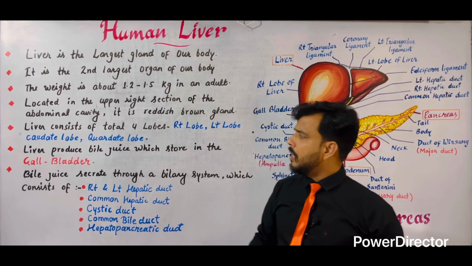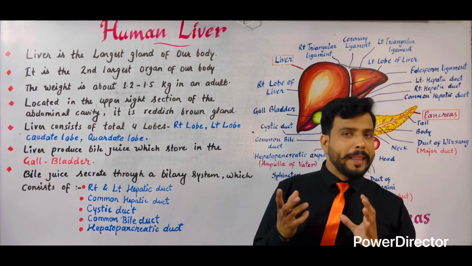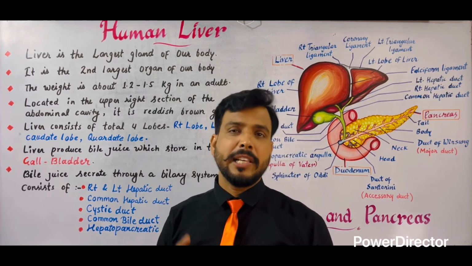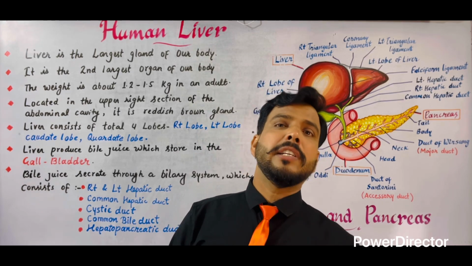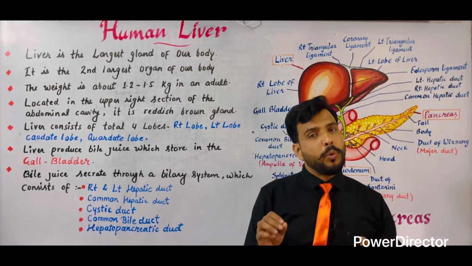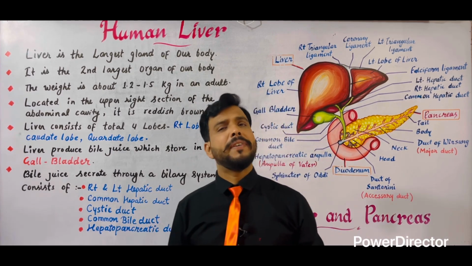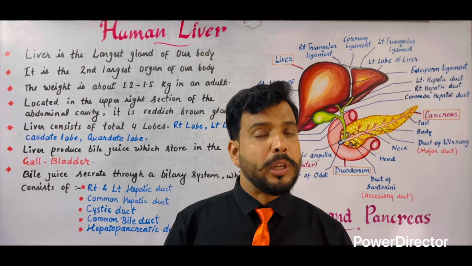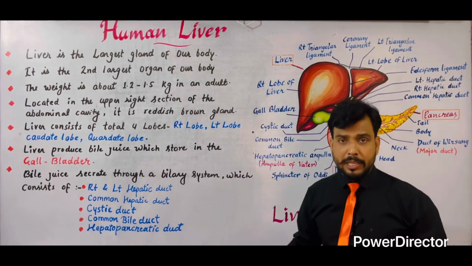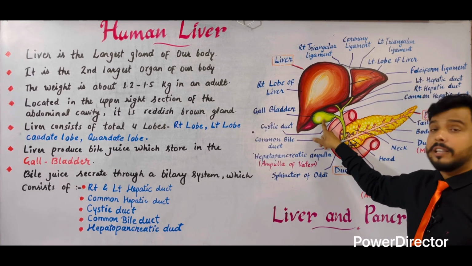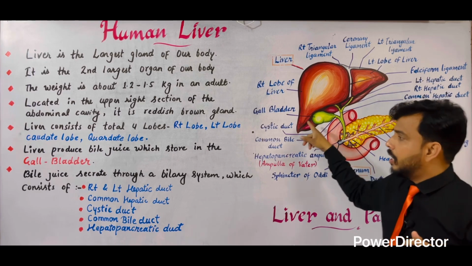The next point is, the liver produces bile juice. As I told you before, bile juice is an important digestive juice which is produced in the liver, stored in the gallbladder, and reaches the intestine with the help of the biliary system and helps in the digestion of fat. It actually emulsifies the fat molecules, which means it breaks the fat molecules into small pieces. As you can see, this greenish structure is the gallbladder. The liver cells produce the bile juice which is stored in the gallbladder.